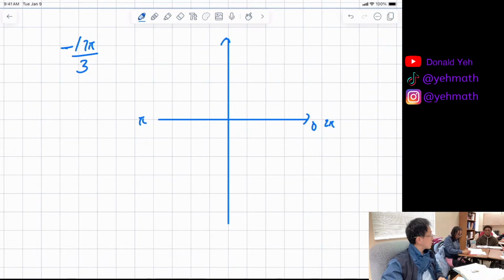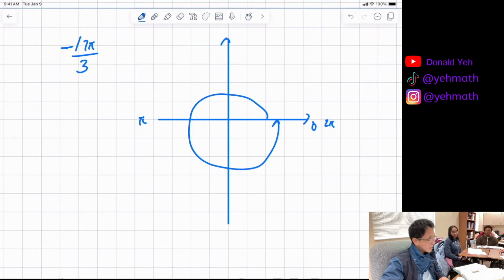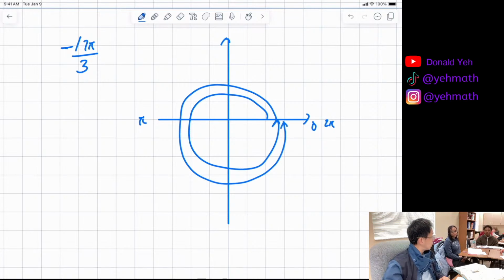So 2 pi is equal to how many pi over 3? 6 over 3, right? 6 over 3, that's going once. So I can go once. That's 6 pi over 3. Is that okay? I'm gonna go again. Huh? Oh yes, you're right. Sorry.